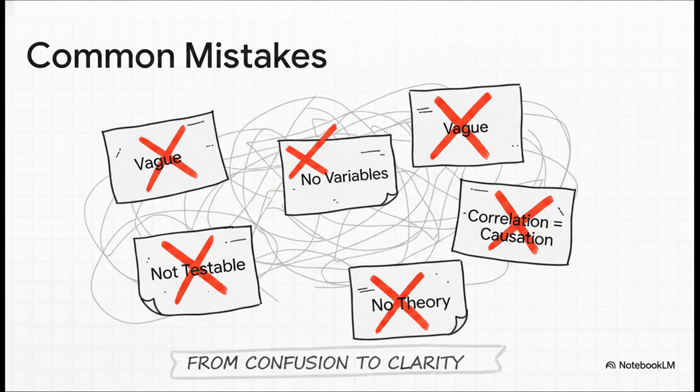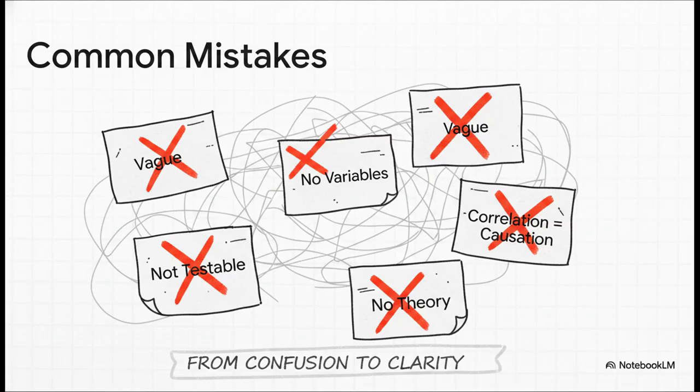Number 2, having no variables. Saying students perform better just begs the question, better than what? Number 3, not testable. You can't claim students feel happier without a specific measurement scale. Number 4, no theoretical basis. Guys, a hypothesis without theory is literally just a random guess. And number 5, mismatch with method. If your method is just correlational, you absolutely cannot claim causation in your hypothesis.